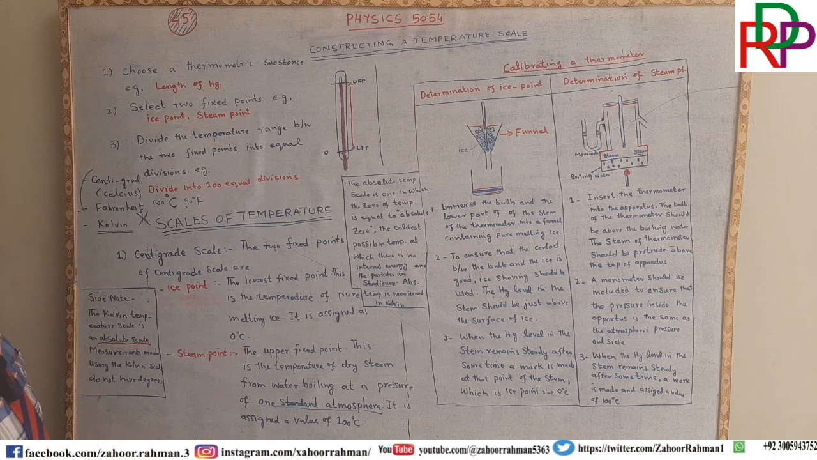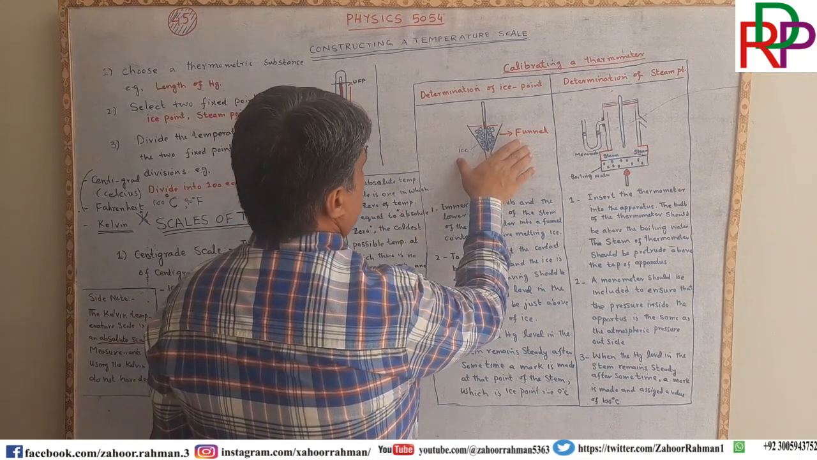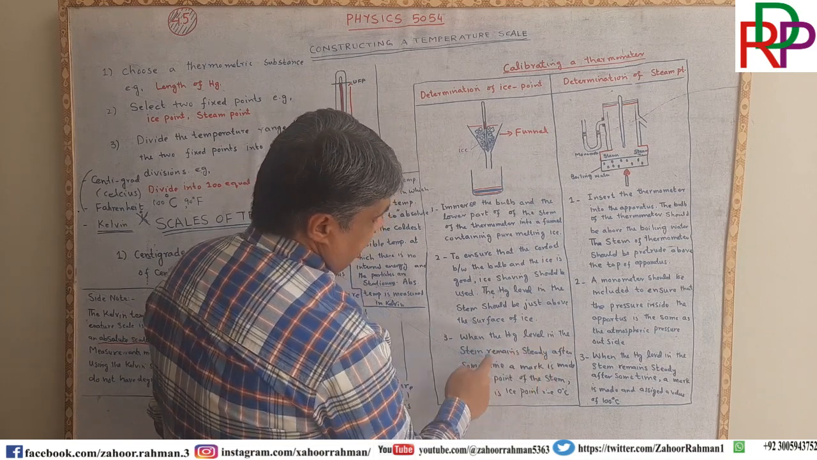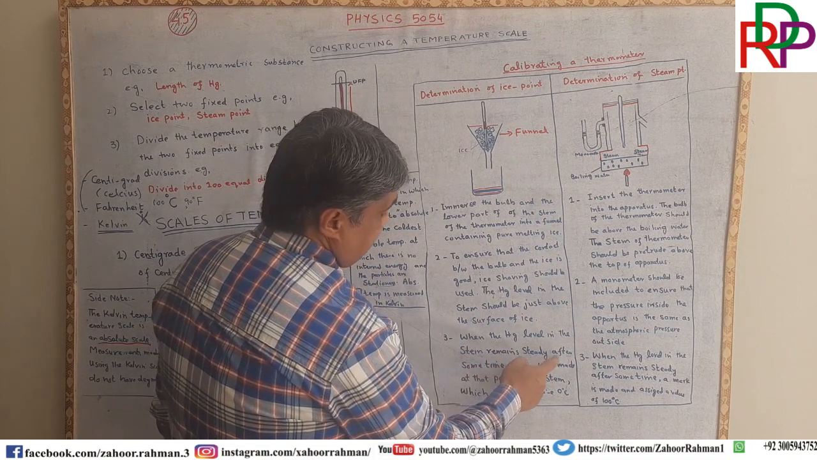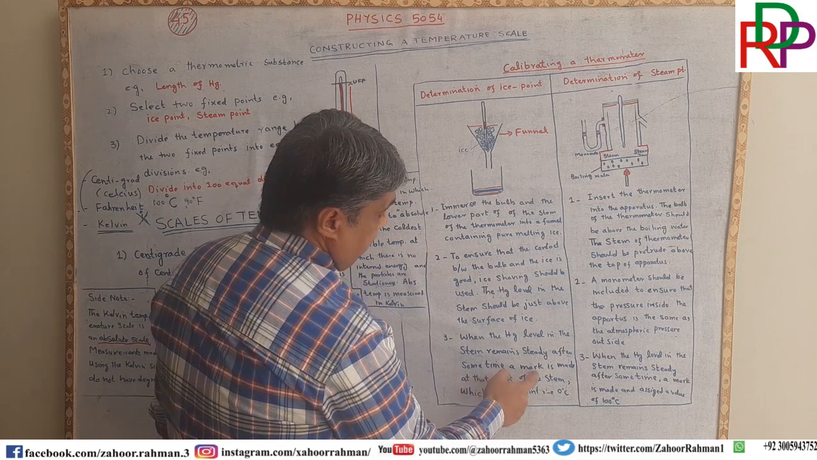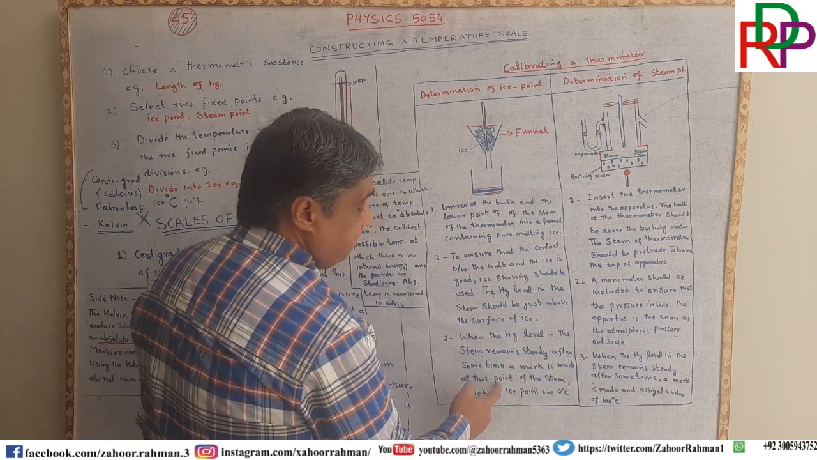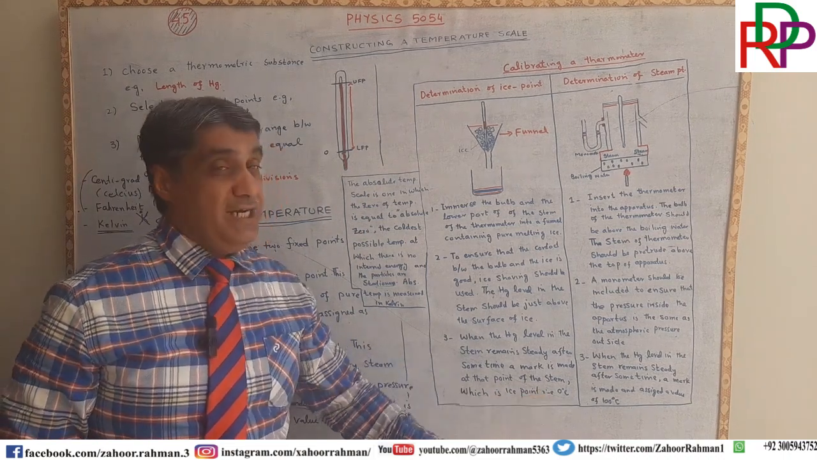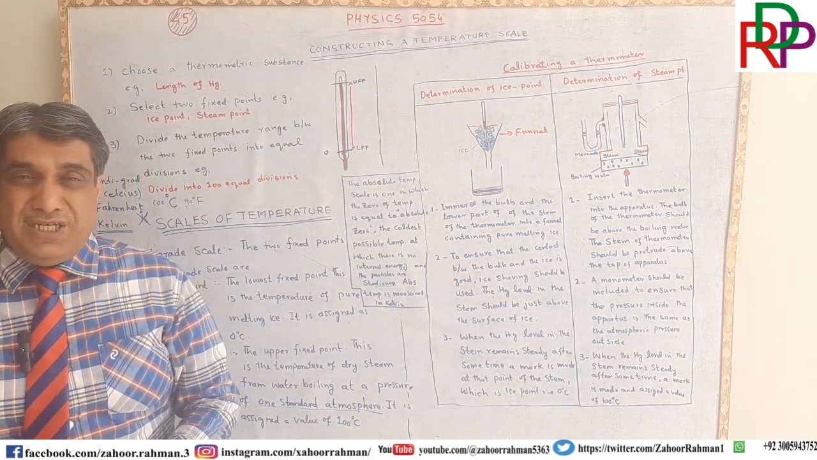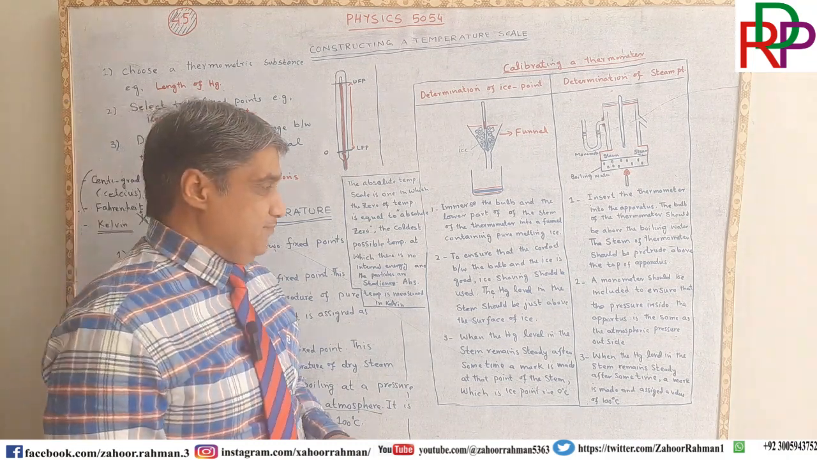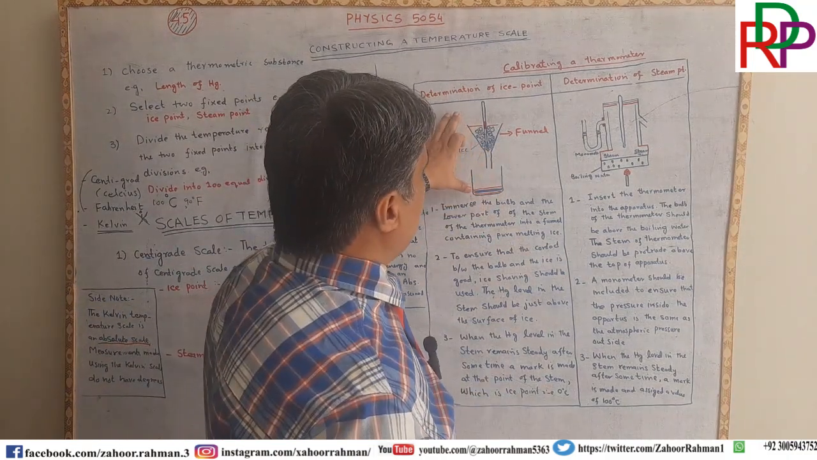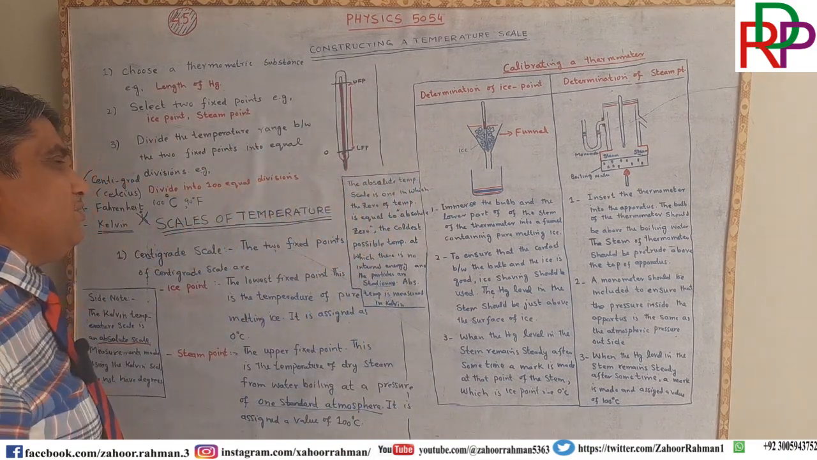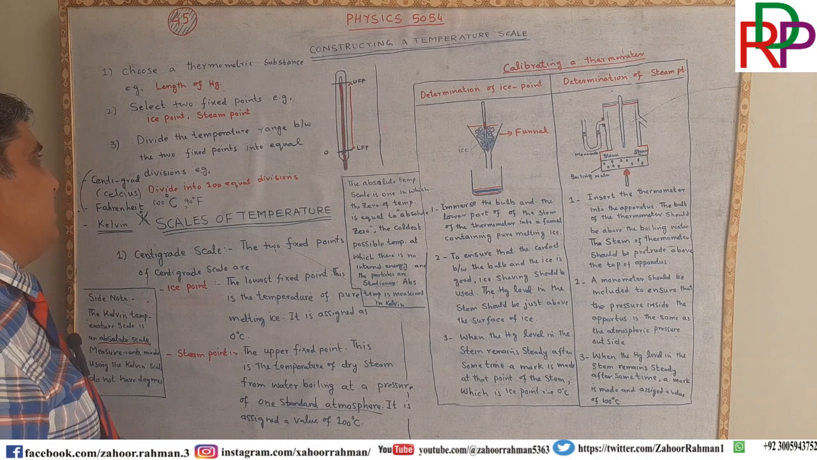Now that was the whole story of determination of the ice point. When the mercury level in the stem remains steady, after some time a mark is made at that point of the stem, which is the ice point, that is 0 degree Celsius. Now we are going to discuss the second part.